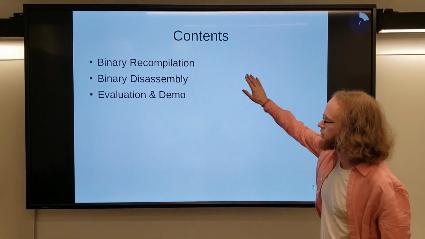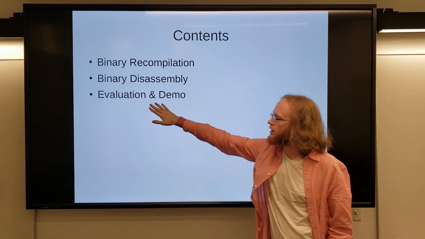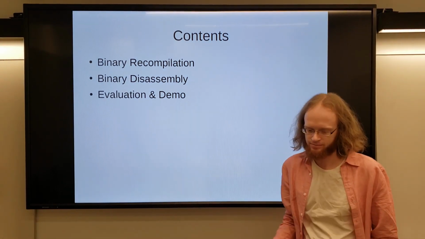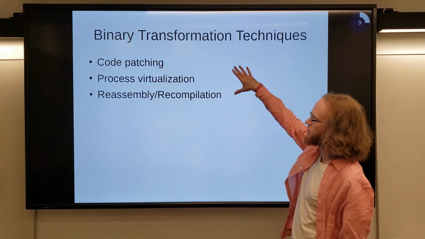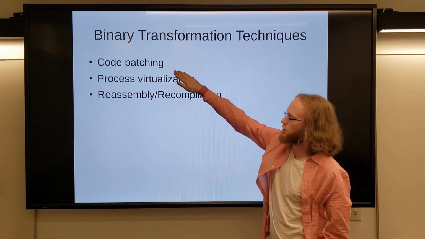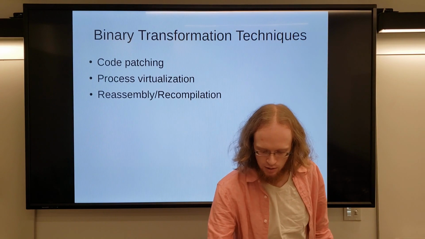So I'm going to go through how our binary recompilation works, how we do disassembly, and then some evaluation and a live demo. Binary recompilation is one of 3 ways you could do binary transformation. There's also code patching and process virtualization. So let's see what these 3 look like.